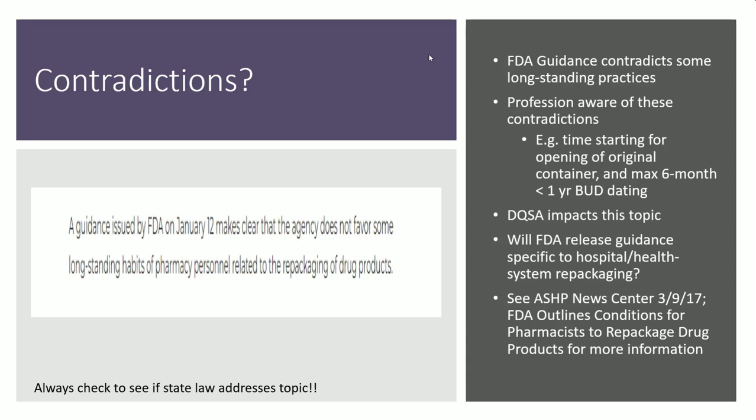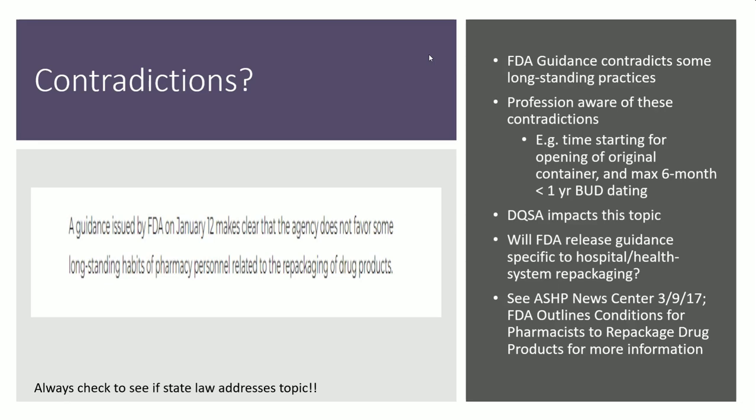So you have basically the FDA being a little bit stricter here, and the time you start counting the 6 months is the time the bottle opens at the manufacturer, and then also the 6-month dating versus the 1 year, which was commonly used. So the Drug Quality Security Act impacts this topic. There's more on it in that ASHP article if you want to read that, and obviously that law was passed in 2013.